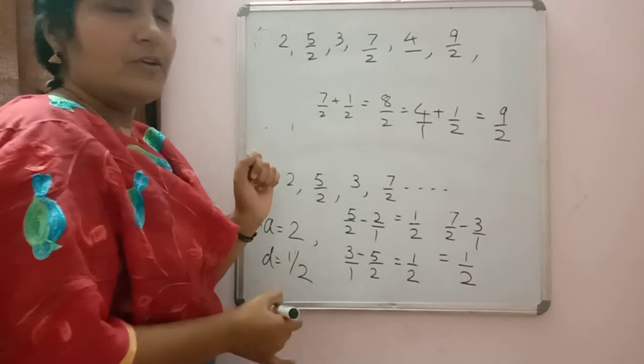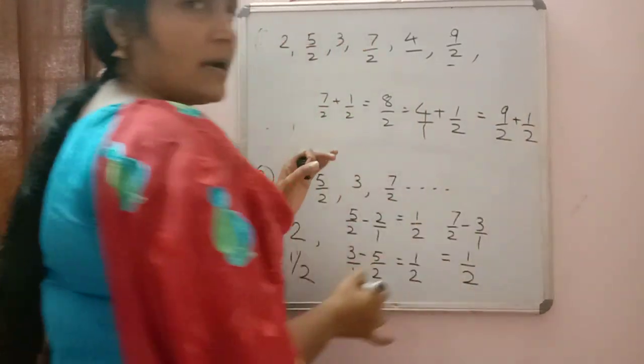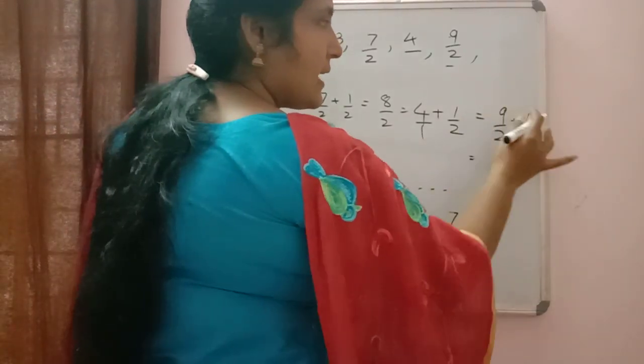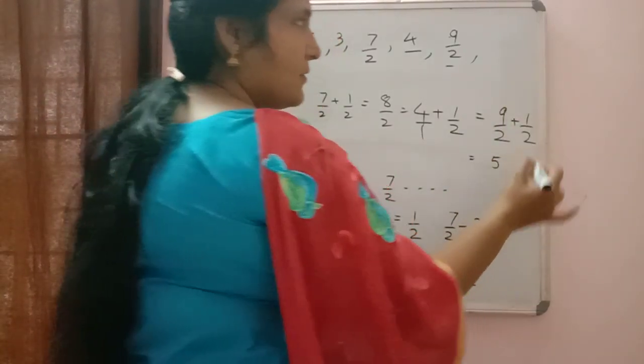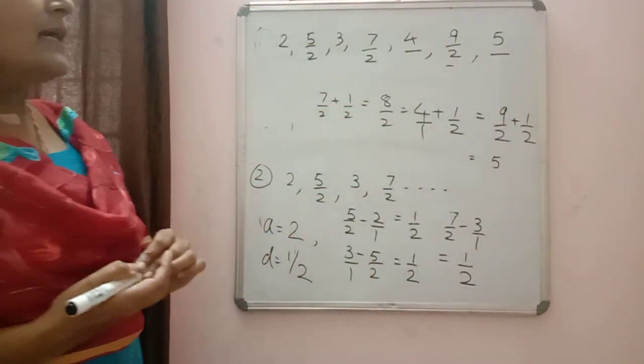Again, to get the next term, what we will do? Again plus 1 by 2. So what will come? 9 plus 1, 10 by 2 is equal to 5. So we got the next terms of the AP.